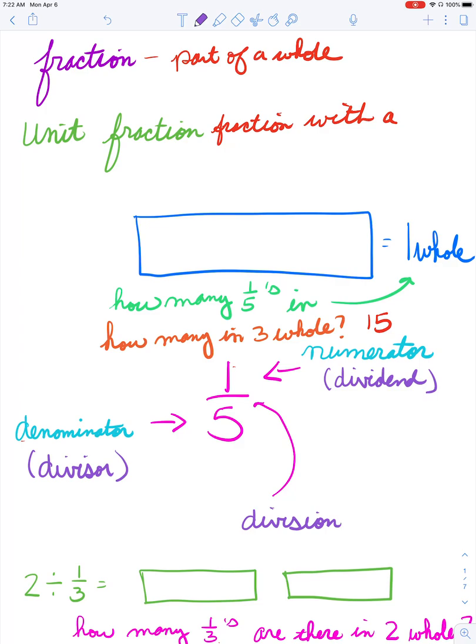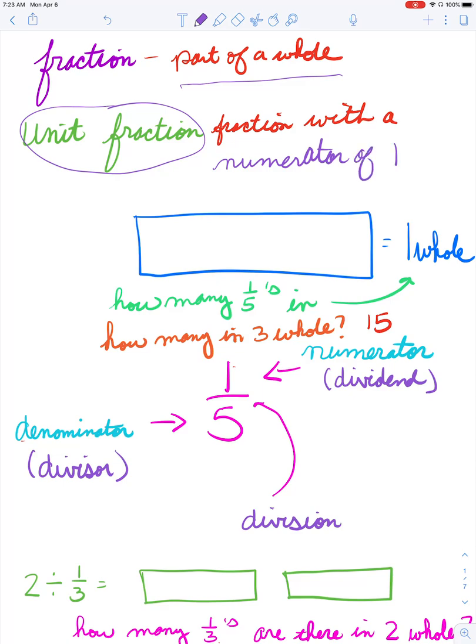All right, before we start off, we need to understand what a fraction is. A fraction is a part of a whole number. And for this lesson, we're learning about what a unit fraction is, which is a fraction with a numerator of 1. So that means that 1/9 is a unit fraction. 1/10 is a unit fraction. 1/3 is a unit fraction. As long as it's a fraction with a numerator of 1, it is considered a unit fraction.